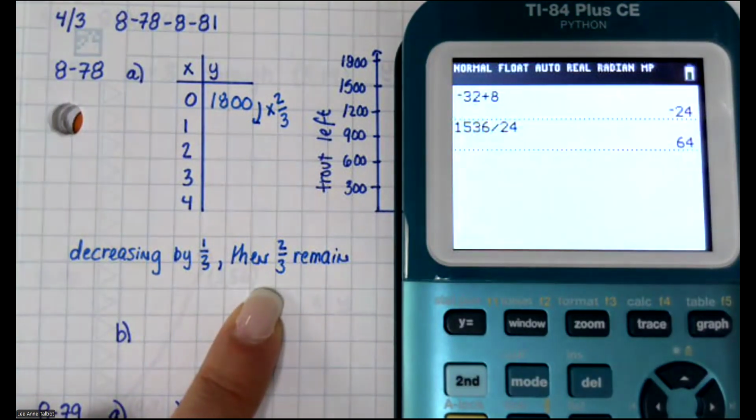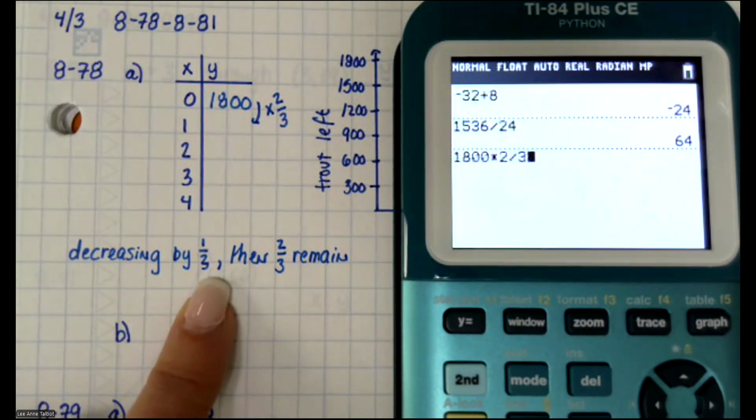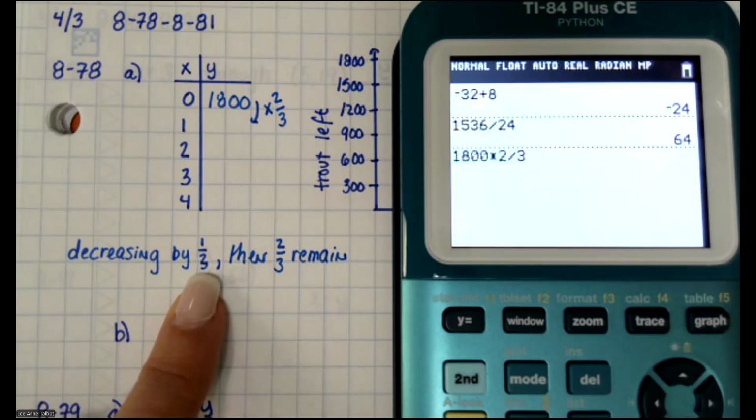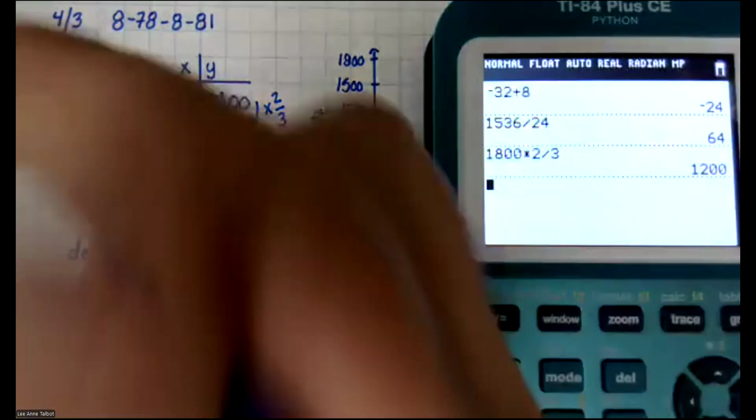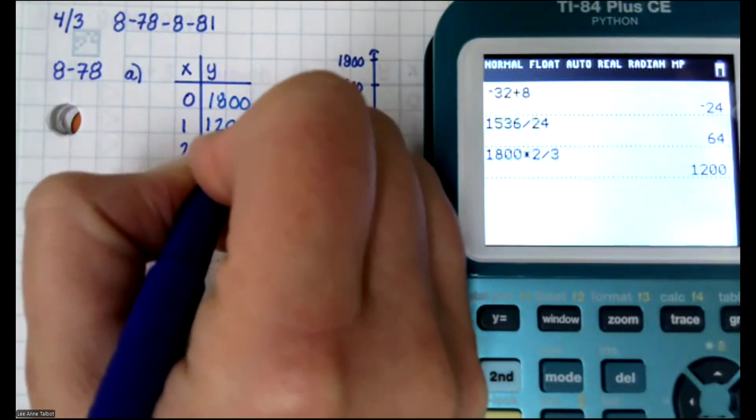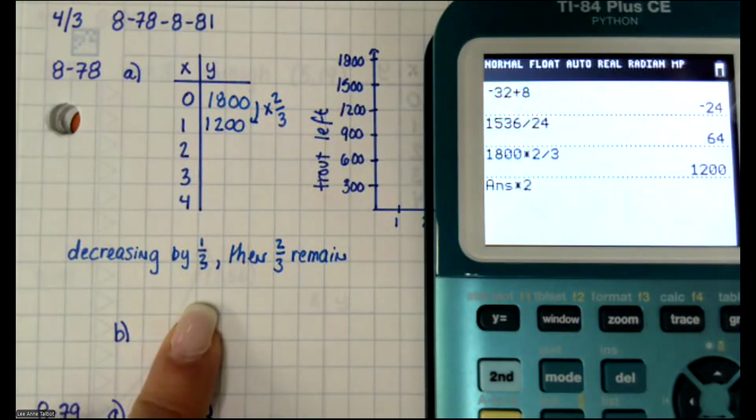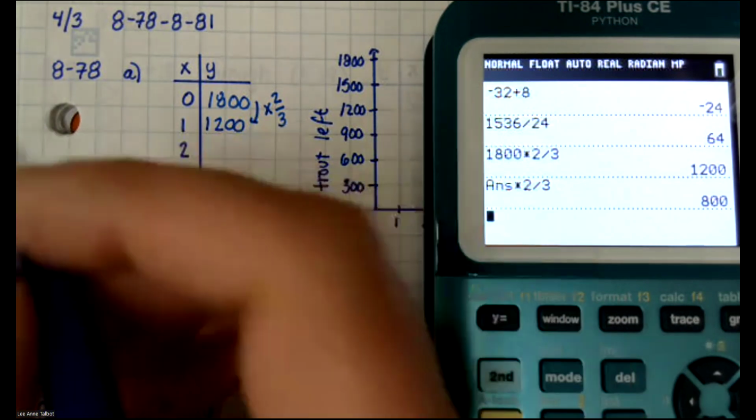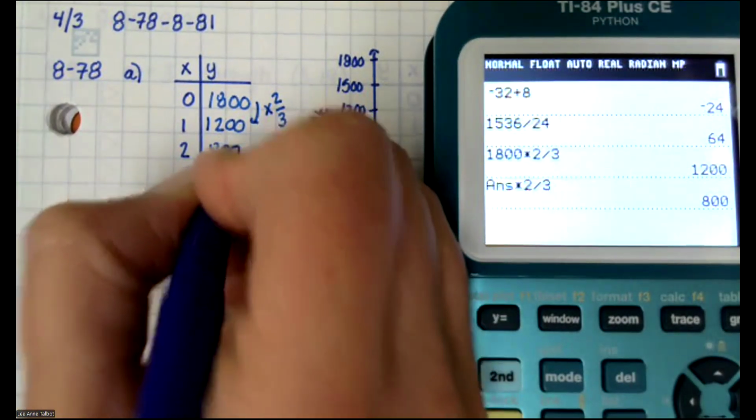Okay, so we're gonna go 1,800 times, well, out of a total of 3/3, if 1/3 go away, I just found a common denominator of 3, and then I did 3/3 minus 1/3. Okay, so after 1 week, there will be 1,200. And then 800. I don't know why that was so hard for me.